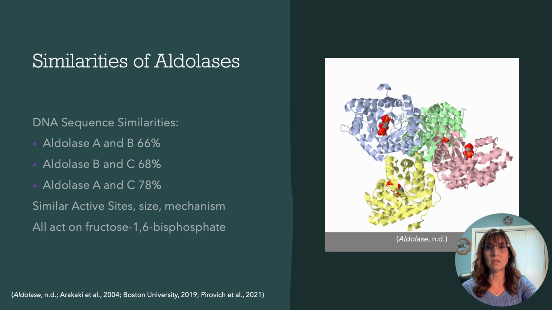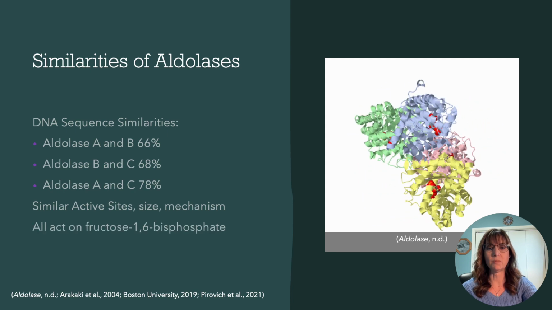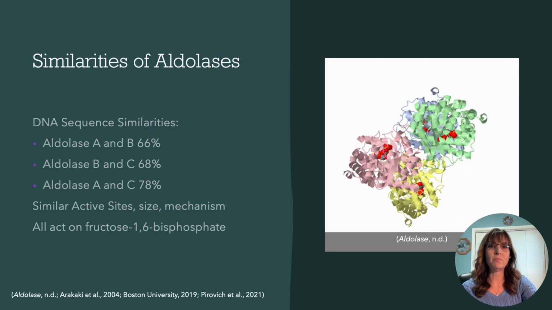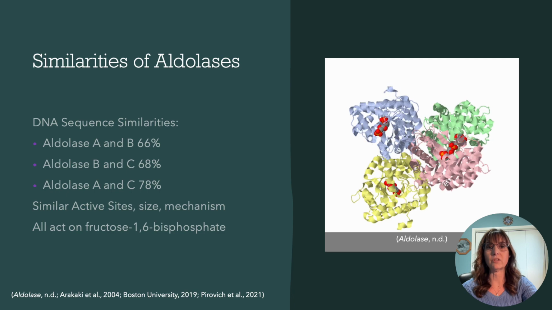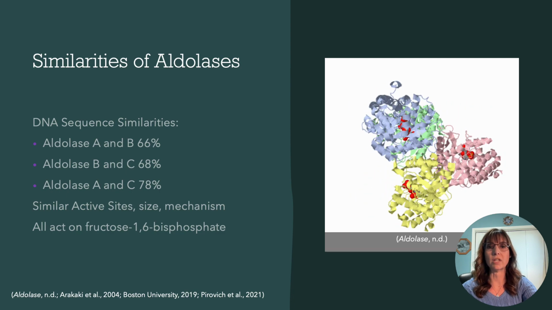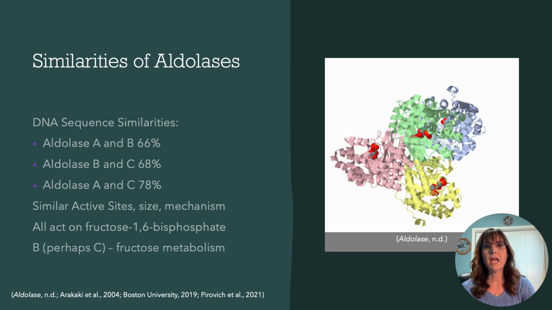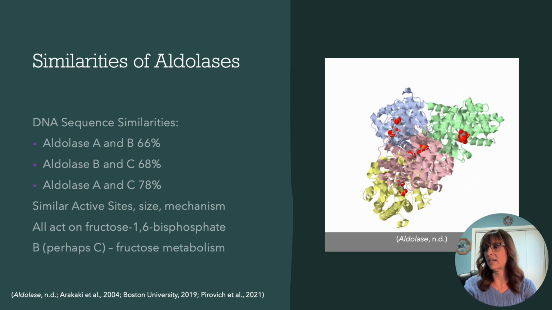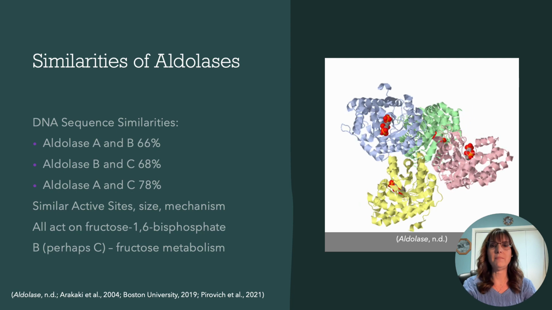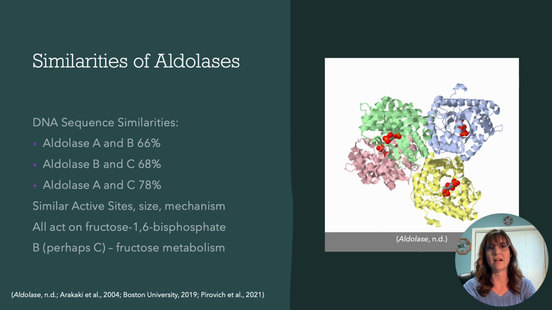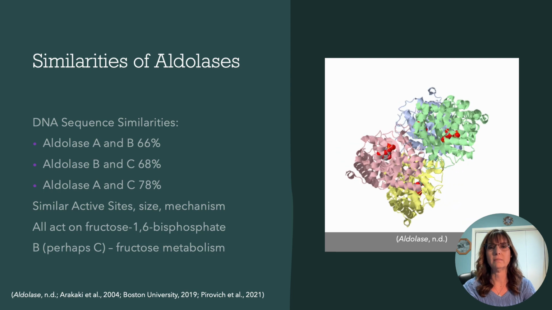They all have roles in glycolysis and gluconeogenesis because they all act on fructose 1,6-bisphosphate. But aldolase B, according to quite a bit of the research, has a greater role in gluconeogenesis. B also has a role in fructose metabolism. Some research suggests that aldolase C may break down fructose as well, especially when aldolase B is not found in sufficient quantities.